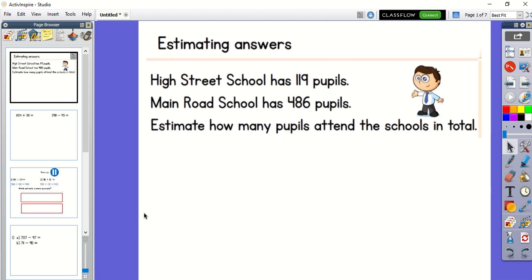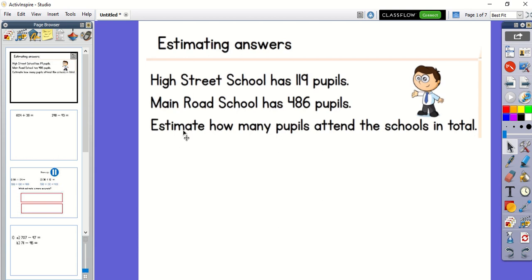Today we are looking at estimating answers. Now, we have done estimations before, so hopefully you can remember what they are. Estimation basically means you're having a guess, but not a random guess, a sensible guess, a guess that you've been able to work out, okay?